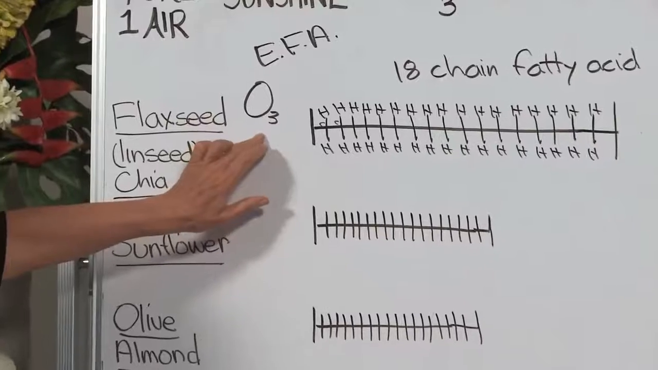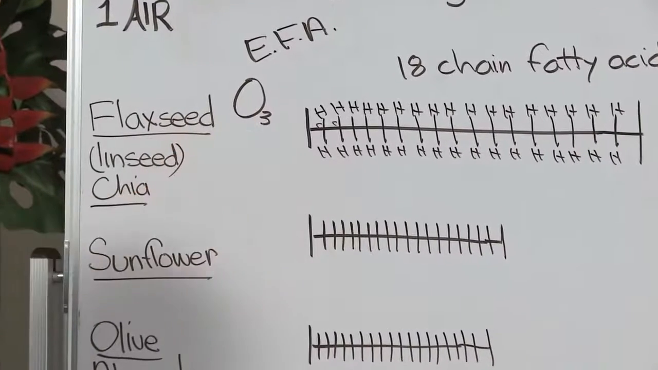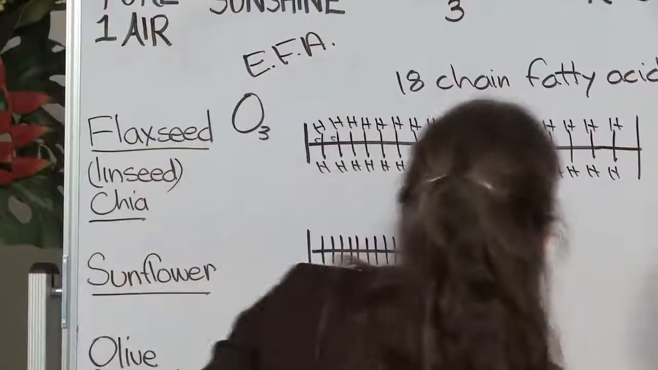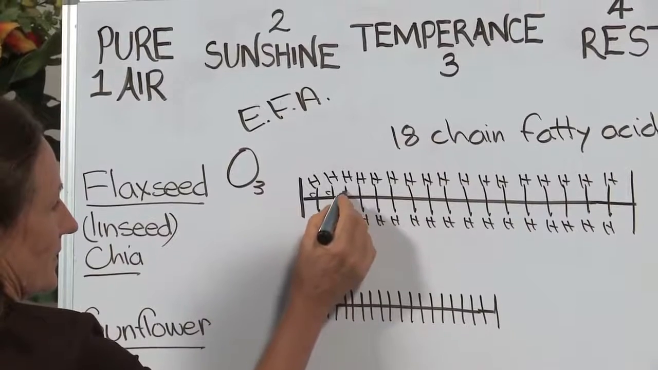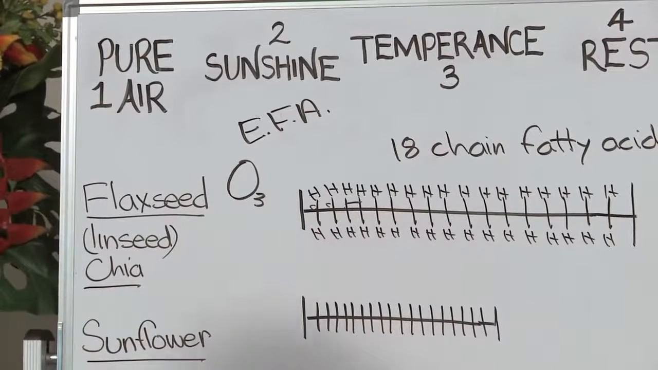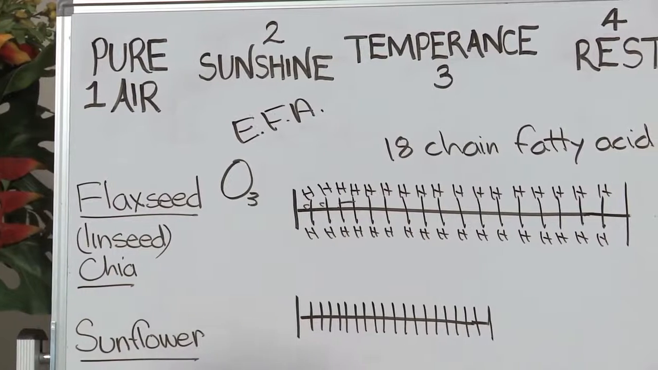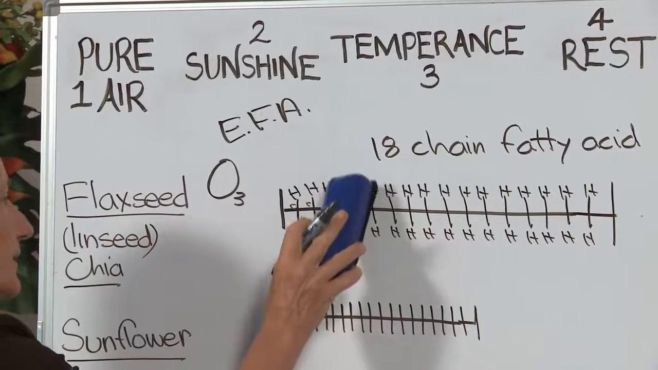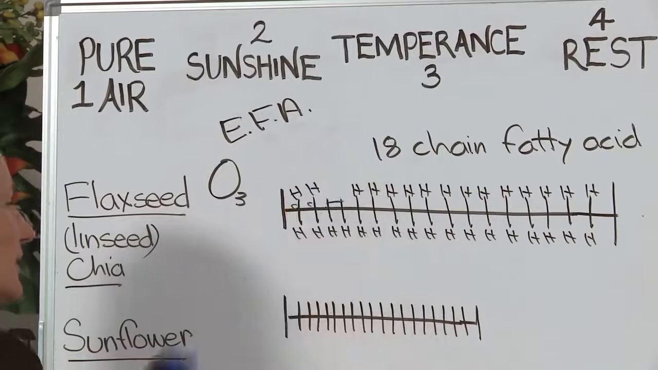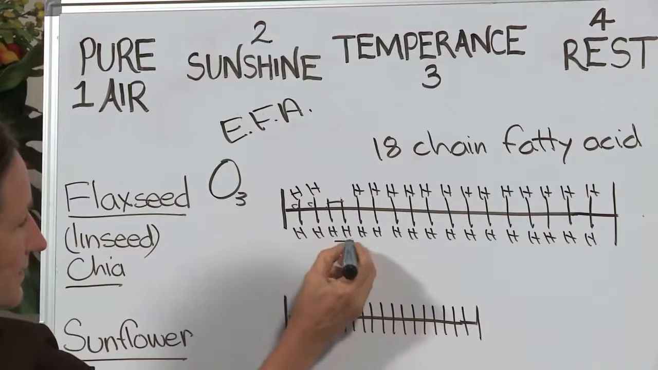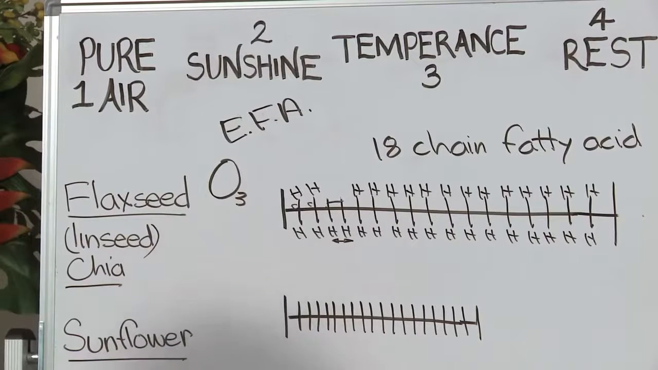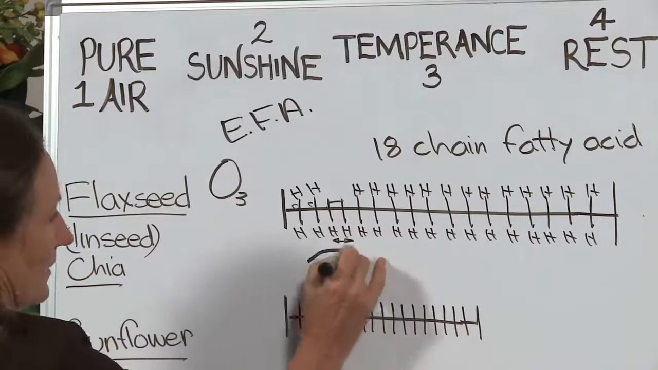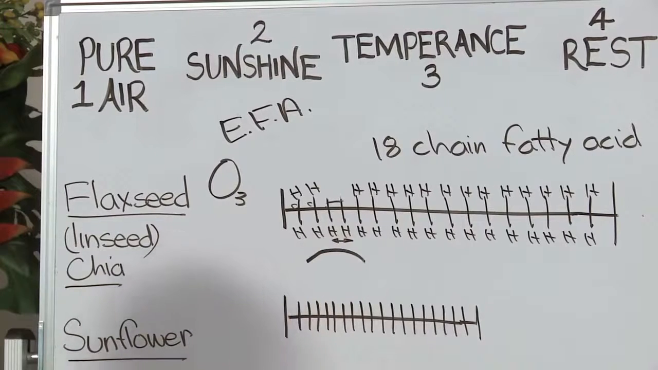What the three means is that at the third carbon atom there's a double bond. So let's count this. 1, 2, 3. The double bond means that instead of one link, there are two links. And whenever you get a double bond, these hydrogen atoms go, and the hydrogen atoms underneath develop an electromagnetic field between them. As a result, they start to repel each other, and that causes a kink in the chain because of this repelling action.